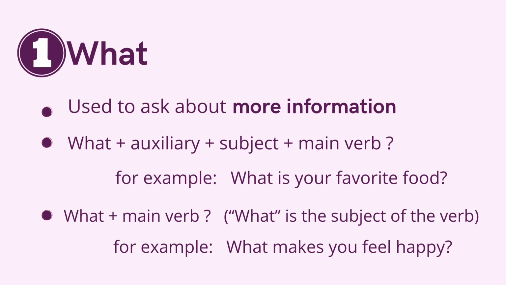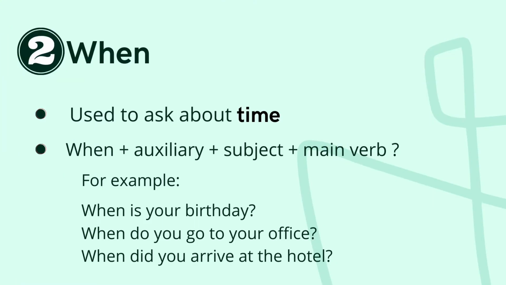The second form is when what is the subject of our verb. For an example, what makes you feel happy? As you can see, we are talking about a thing that makes us happy, so what is a part of our subject.